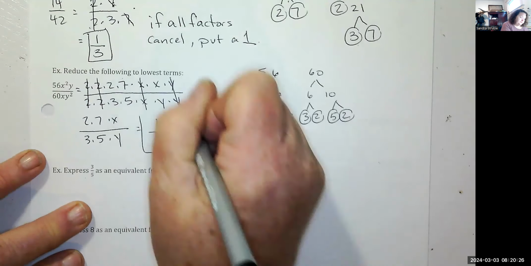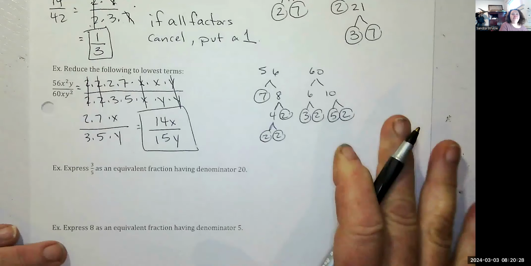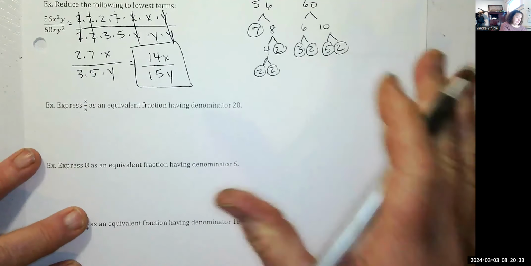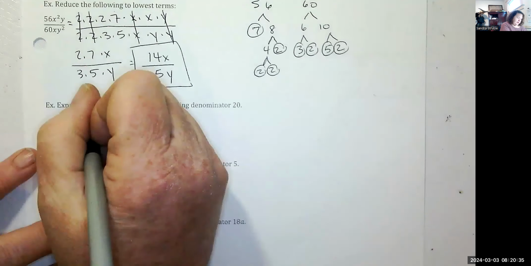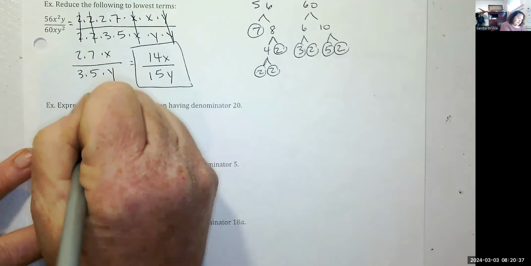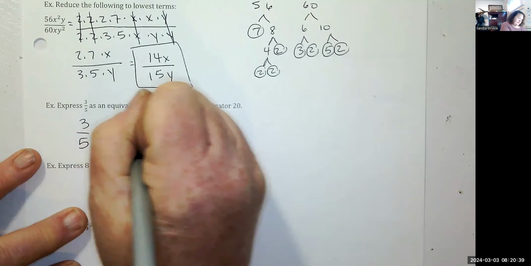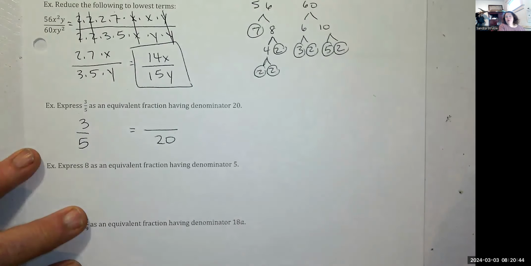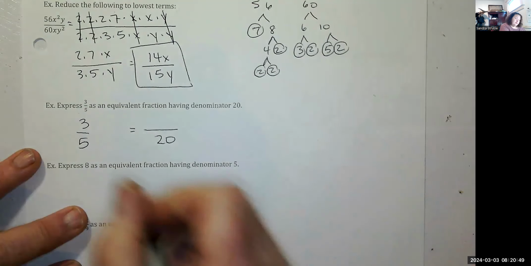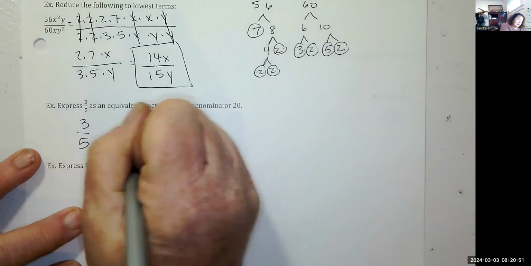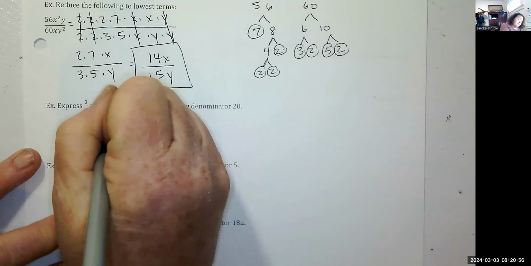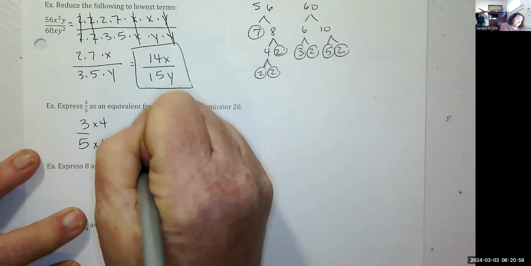All right. Express 3/5 as an equivalent fraction having a denominator of 20. Well, 3/5, and they want me to have a denominator of 20. So the only thing that's going to change here is my 5. How does 5 become 20? Well, you have to multiply 4 by 5 to get 20. What you do to the bottom, you have to do to the top. 3 times 4 is 12.